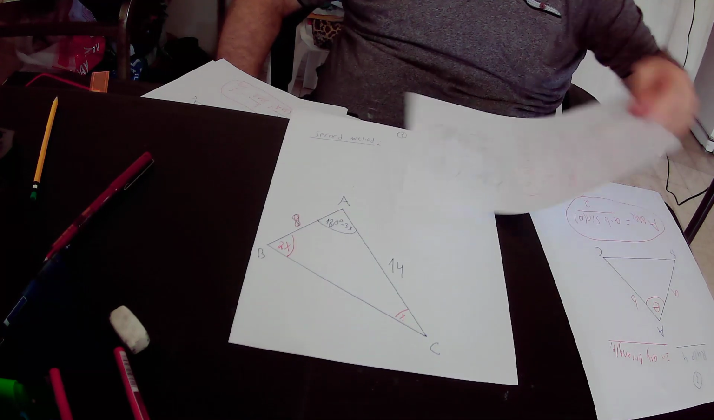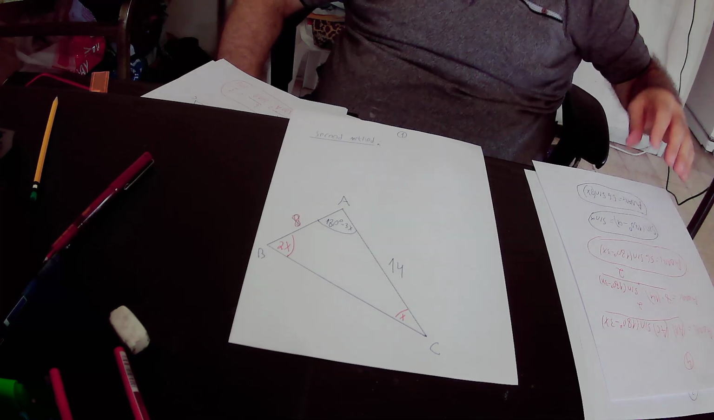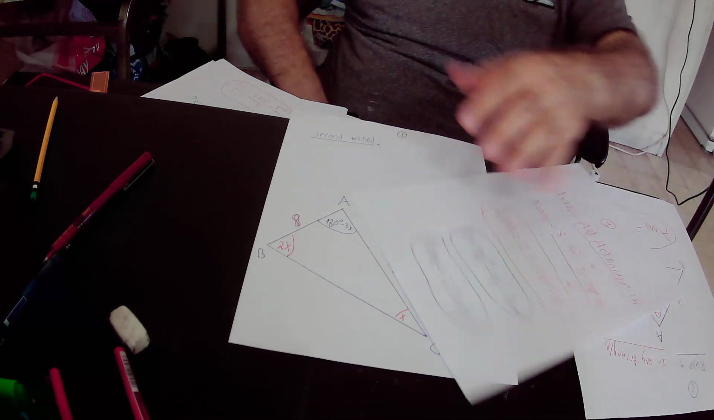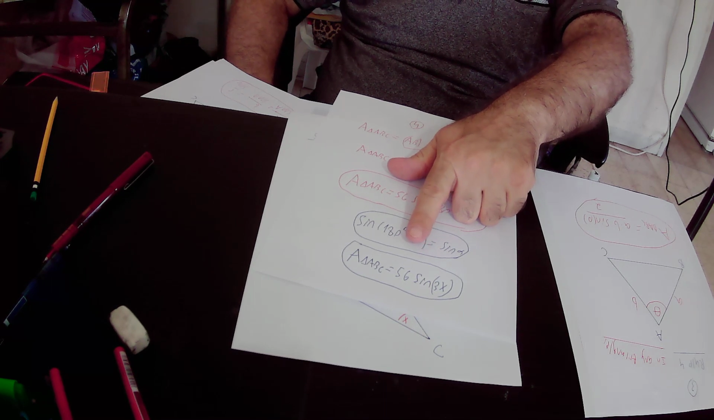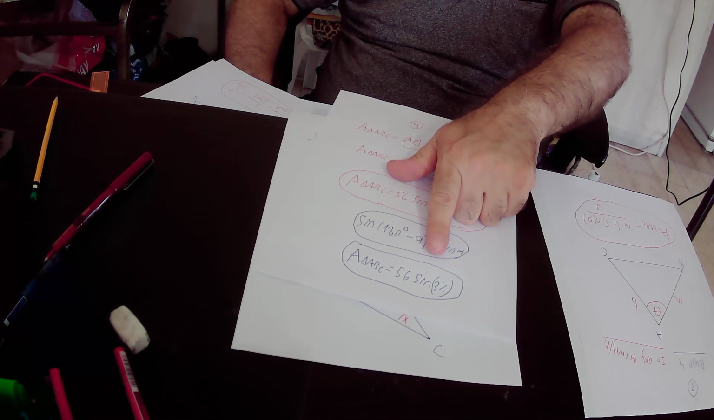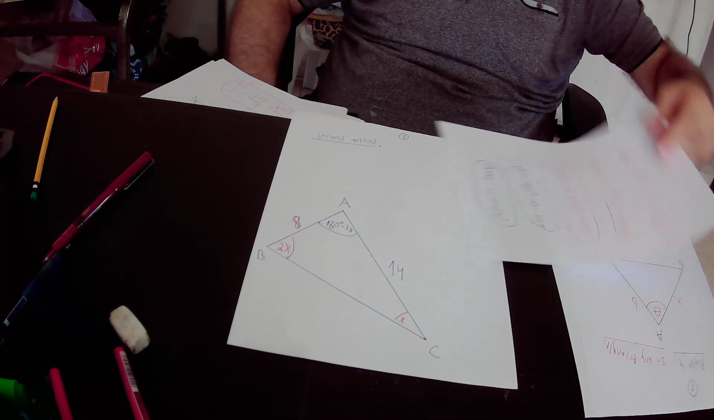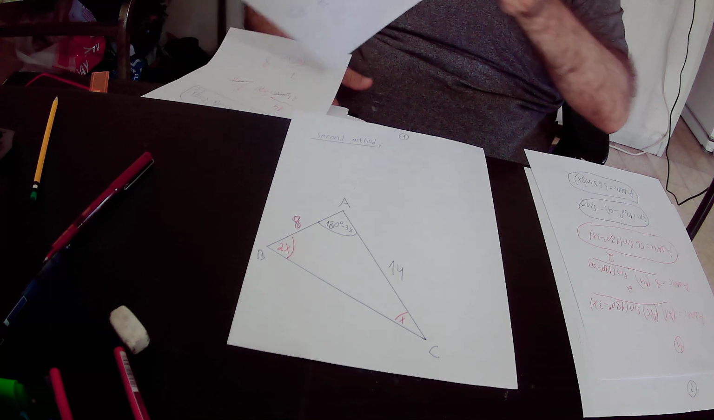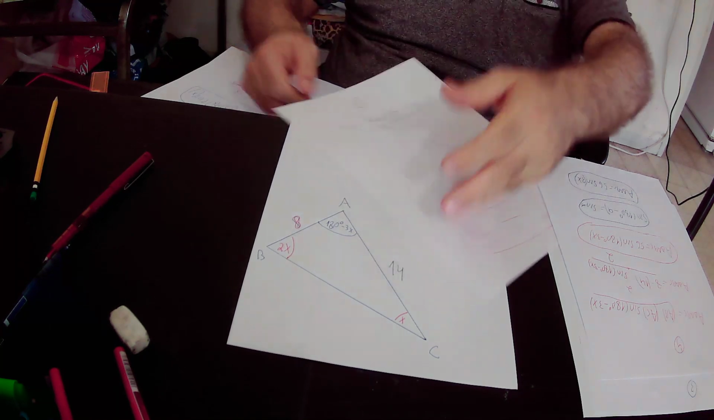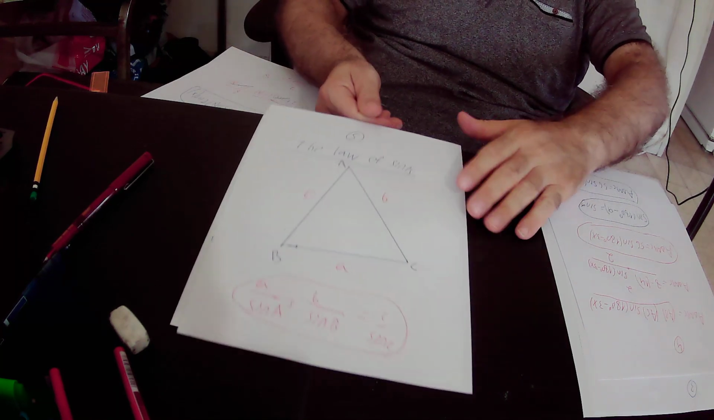Okay? So this is the first equation. The first equation states that the area of triangle ABC equals 56 times sine of 3x. Then we implemented the law of sines in our triangle ABC.